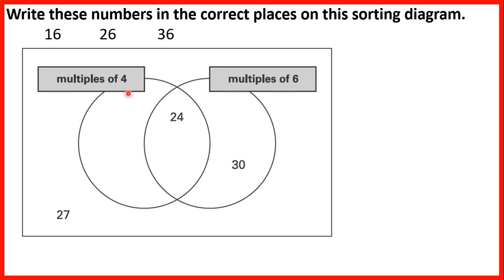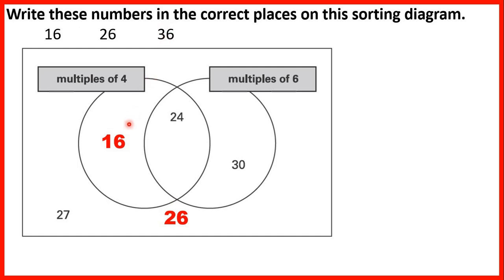of 6. So let's think of 16. That's a multiple of 4 because it's in the 4 times table, but it's not a multiple of 6. So we need to write 16 here. Now 26 is not in the 4 times table and it's not in the 6 times table. So we need to write 26 outside of the circles.